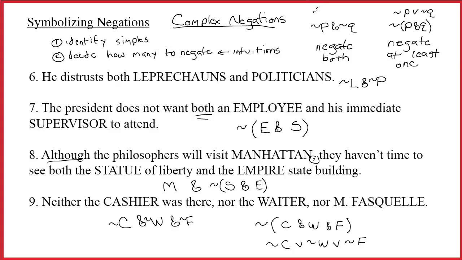I guess for the sake of completeness, let me point out that tilde (P wedge Q) is equivalent to tilde P and tilde Q. Because this says it's false that either P or Q is true. It's false that I like pie or quiche. What does that mean? I don't like pie and I don't like quiche. All right, complex negations. They're tricky, or they can be tricky. I see a lot of mistakes with them, but I think if you stick with the strategy here, identify the simples and decide how many to negate using intuitions, you should be in good shape.